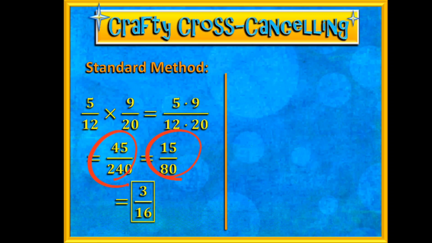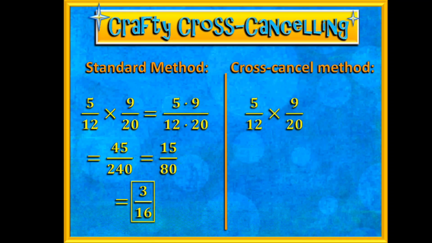This time, how about 15/80? Diba? We can still divide it by 5. So if we divide it by 5, both the numerator and denominator, 15 divided by 5, it's 3. And then 80 divided by 5, it's 16. See how complicated if we deal with bigger numbers and we don't use the cross-canceling? Okay, let's try to have now the cross-canceling method.